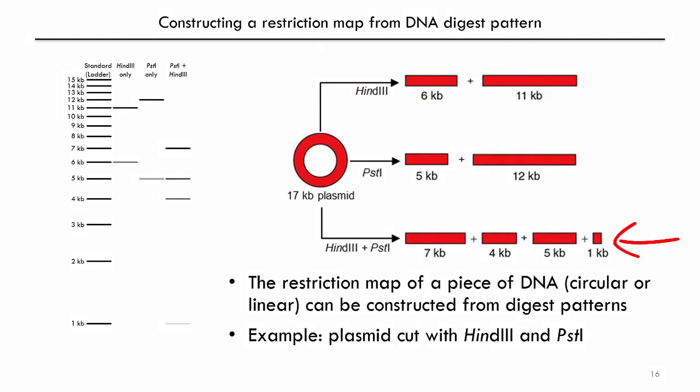If you cut the plasmid with both HindIII and PstI enzymes, you will get four fragments, 7 kb, 4 kb, 5 kb, and 1 kb. So you want to piece together a map of these restriction site landmarks. You know that for HindIII, these two sites have to be 6 kb apart. You also know that for PstI, those sites have to be 5 kb apart. So can you reconcile the information from the HindIII digestion and the PstI digestion with this information showing that digestion with both enzymes gives you these four fragments?